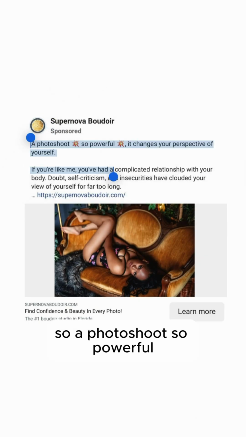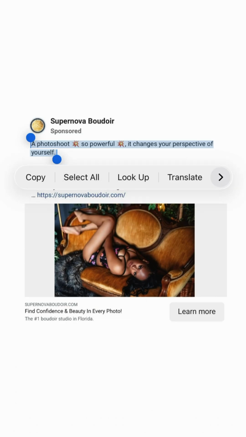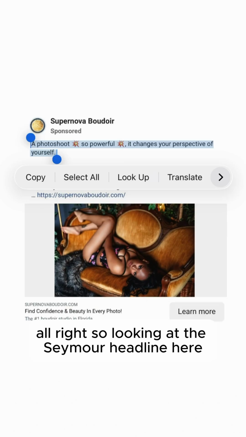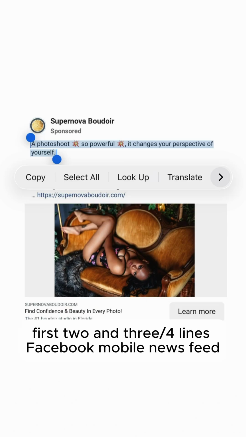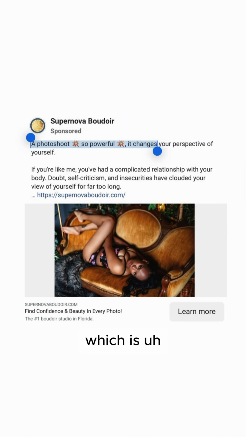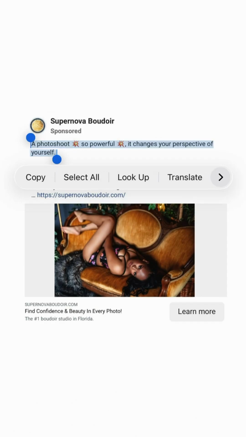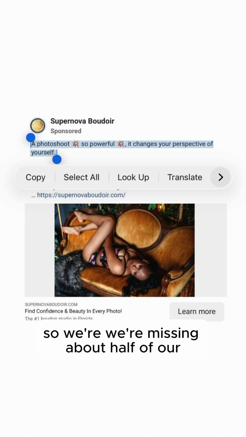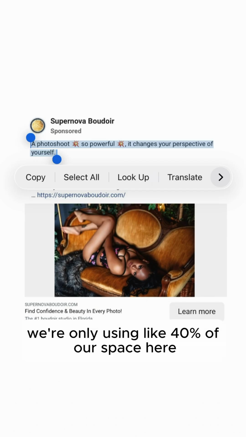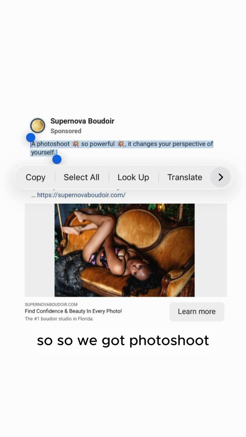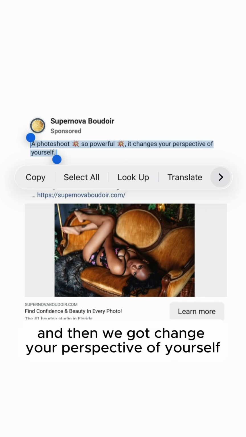Now, going up here. Photo shoot's so powerful, it changes your perspective of yourself. All right, so looking at the see more headline here, first 2 3/4 lines on the Facebook mobile news feed, which is only here, first line and an eighth. So we're only using like 40% of our space here. So we got photo shoot, and then we got change your perspective of yourself.